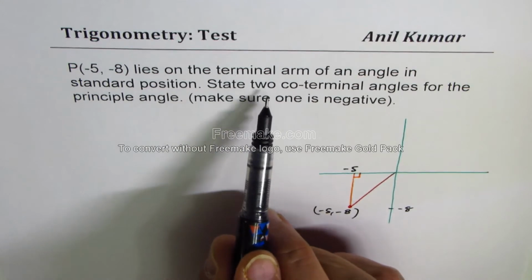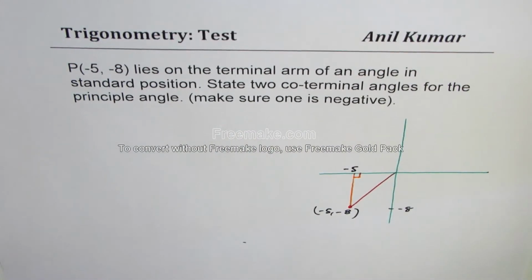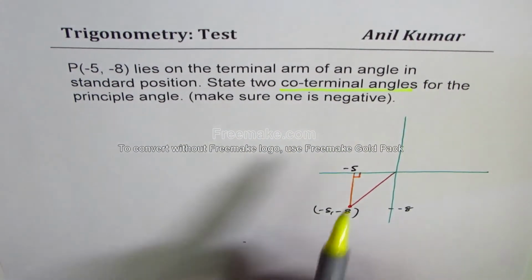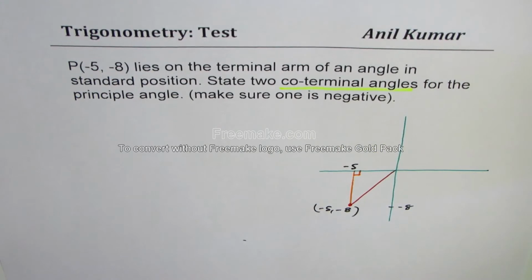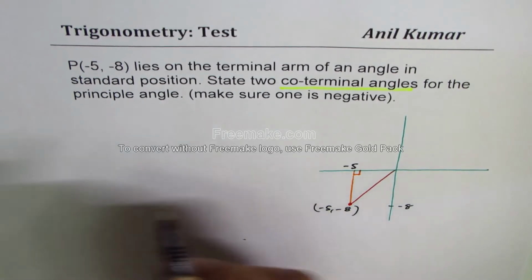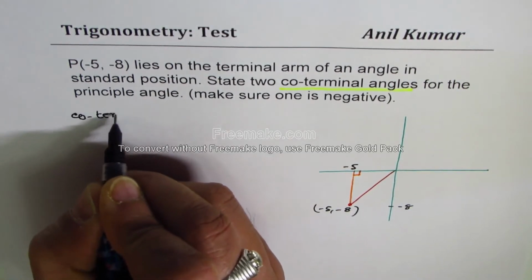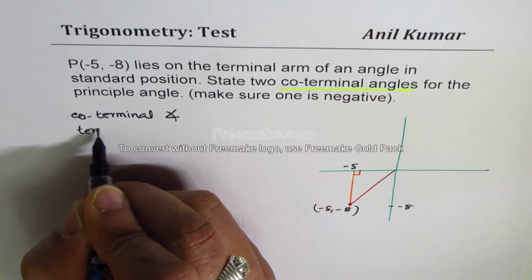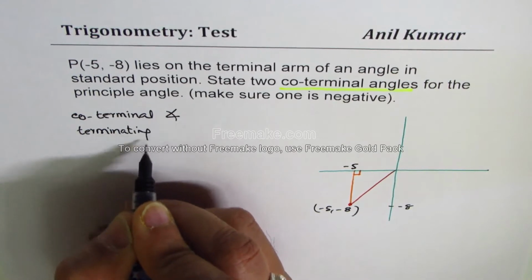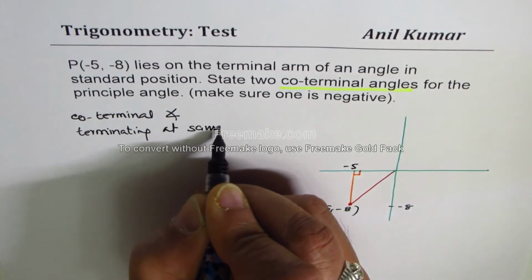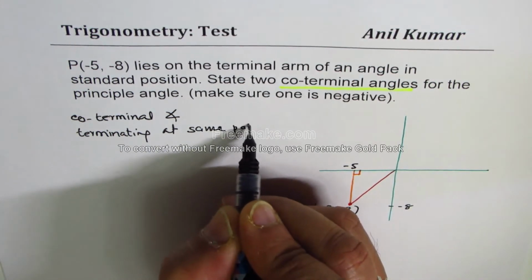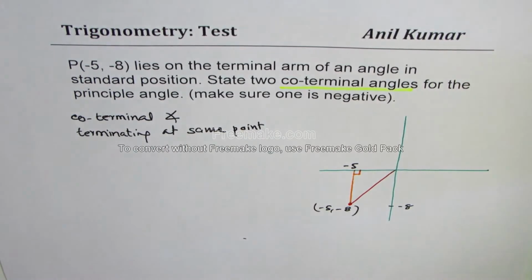Now we need to state two coterminal angles. What I find is that some students do not understand what a coterminal angle is. Coterminal means the angles which terminate at the same point, right? So let's try to understand coterminal. Coterminal angle means terminating at the same point or place, right? So I mean from the word, okay.